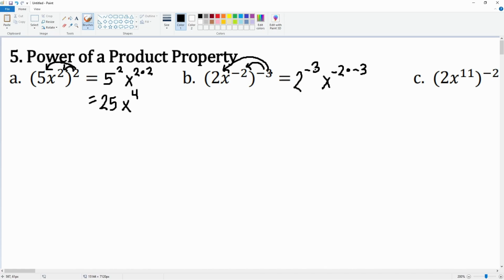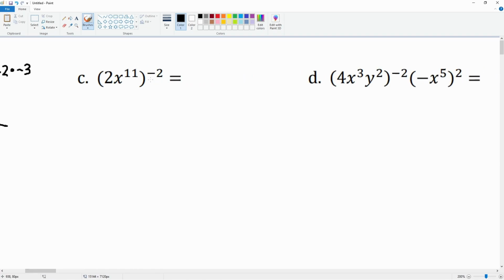Here we have 2 to the -3 power. We can't really do this. So what we're going to do is move it down to the bottom of the fraction to make it 2 to the 3rd power. Now it's reasonable to work with. On top, we have x, -2 times -3 becomes a +6. So that's perfectly fine. Okay, 2 times 2 is 4, times 2 is 8. So there's an 8 on the bottom, and there is an x to the 6 on top. There you go.